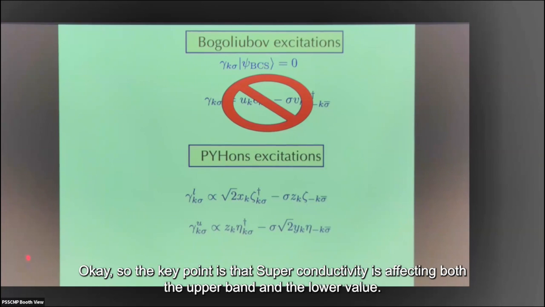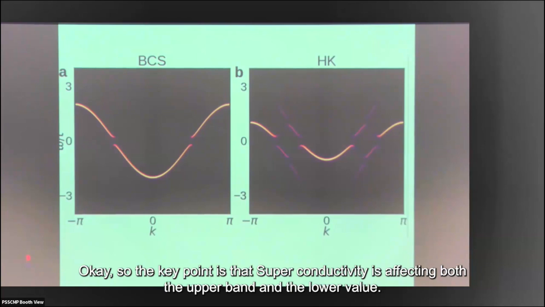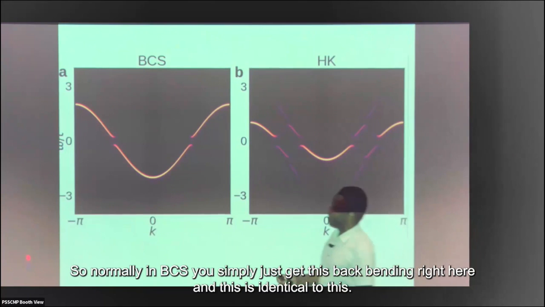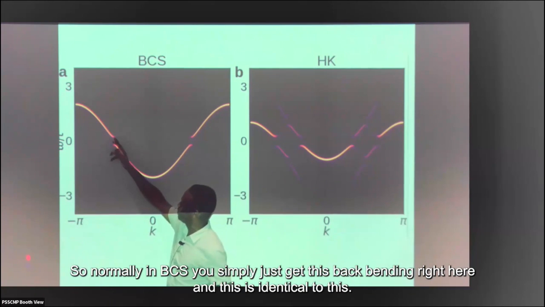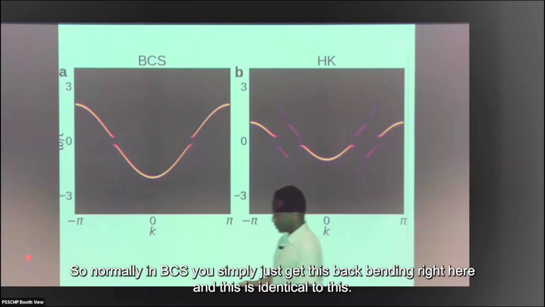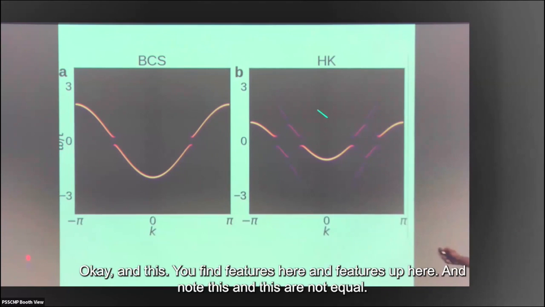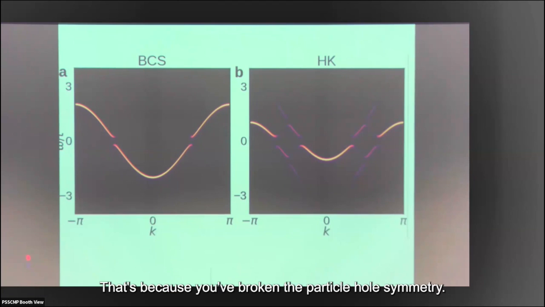So the key point is that superconductivity is affecting both the upper band and the lower band. Normally in BCS, you simply get this back bending right here, and this is identical to this. In this case, you find features here and features up here. And note, this and this are not equal. That's because you've broken the particle-hole symmetry. This is the pion band.